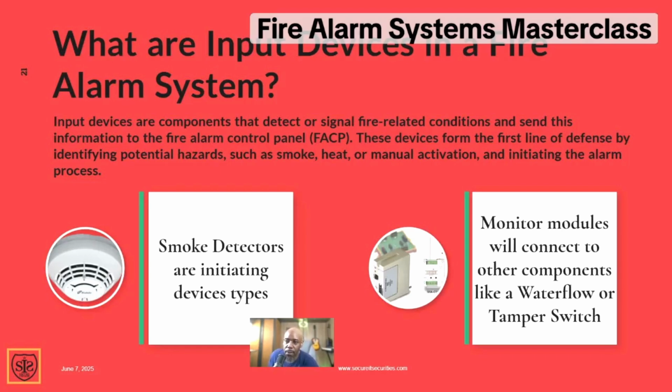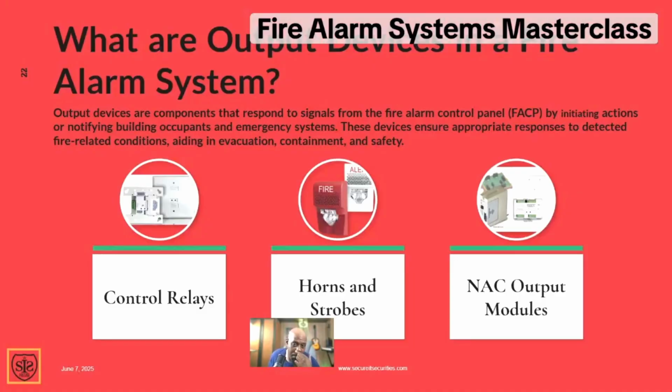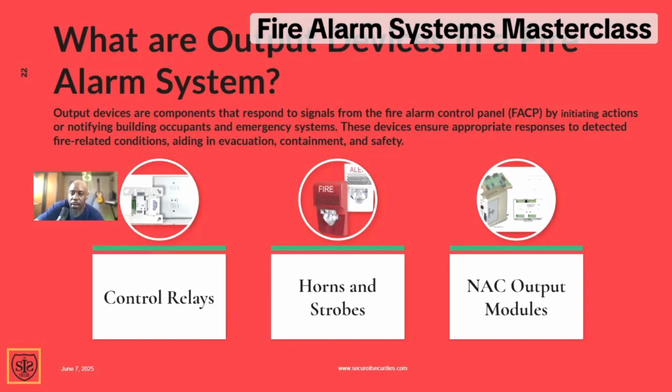But in most cases, these systems are not designed, unless you're doing high-rise buildings and large public assemblies, these systems don't really get too tricky. So these are also fire alarm output devices. We went over the control relays that shut down fans, elevators, and things like that. Then you have your horns and strobes. Then you also have NAC output modules.